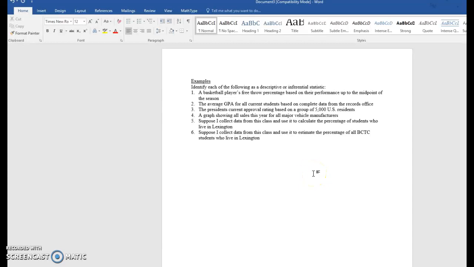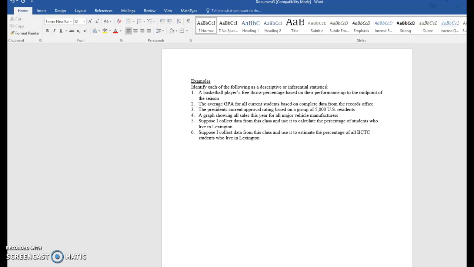Now let's do an exercise on descriptive and inferential statistics. We want to look at each of these and identify them as descriptive or inferential statistics.